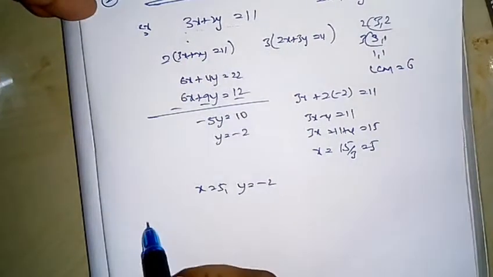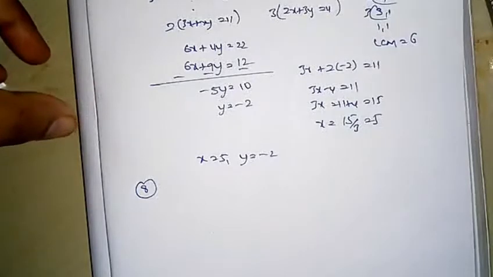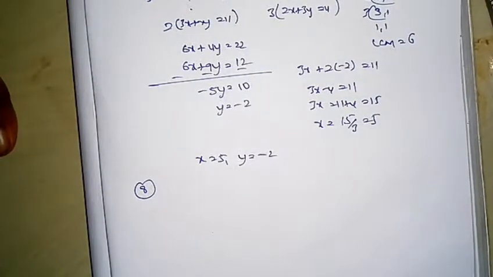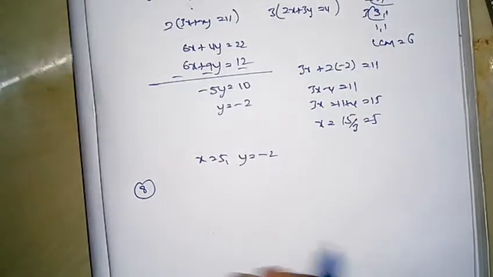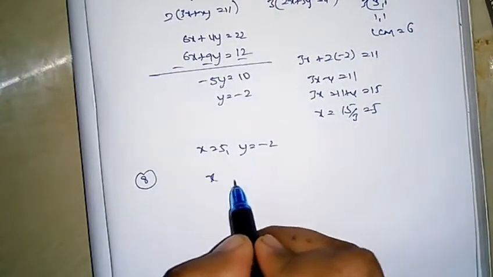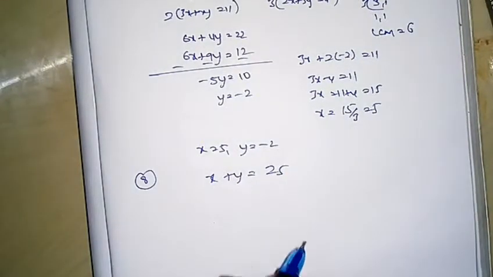Now let's solve an example. Example 8. Ravina went to a bank to withdraw 2000 rupees. She asked the cashier to give the cash in 50 and 100 rupee notes. She got 25 notes in all. Let the number of 50 notes and the number of 100 notes be x and y. So x plus y is equal to 25. Can you tell how many notes of 50 and 100 there are?